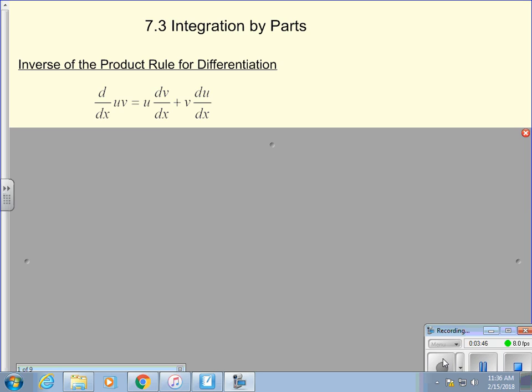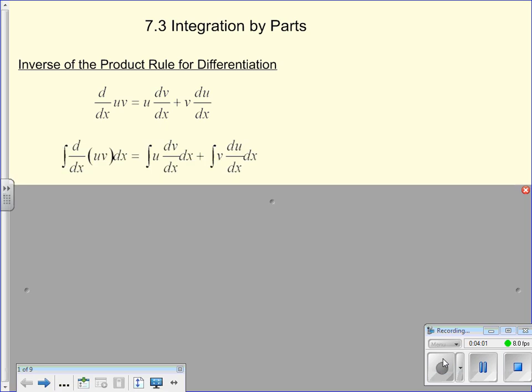So, product rule. The derivative of one function times another, the derivative of UV, is U times the derivative of V plus V times the derivative of U. That's the product rule, right? So if I take that product rule and integrate both sides, you don't need to write this down, don't stress. I integrate both sides. So I take the integral of the derivative of UV, the integral of U dV, and the integral of V du. They're all functions of X, so this is integration with respect to X.